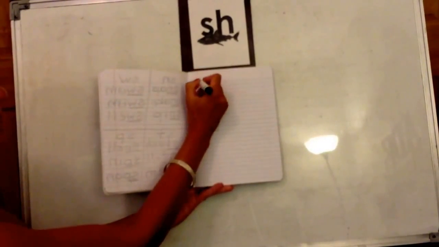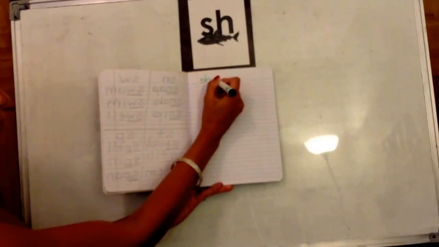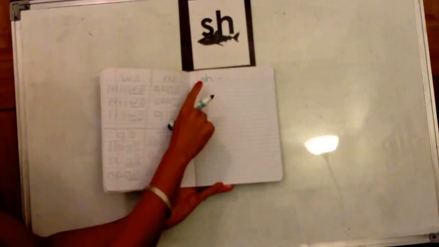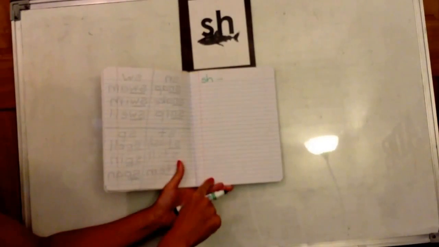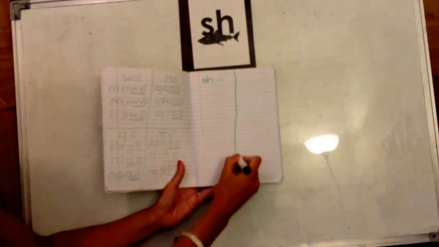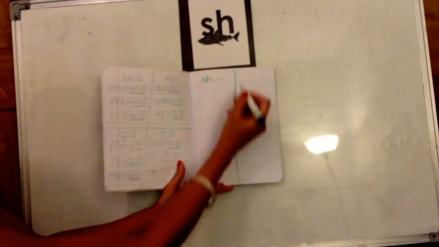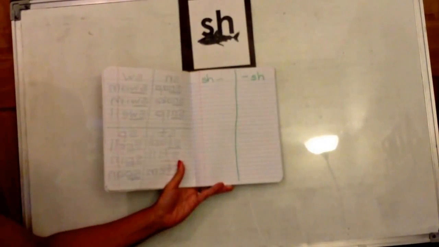So to do this, we're going to put SH here with the little line. And that's going to show us that when we hear SH at the beginning, we're going to write our words over here. Then we're going to draw a line down the middle of our page. And then we're going to draw a line here and put SH at the end of the word over here.